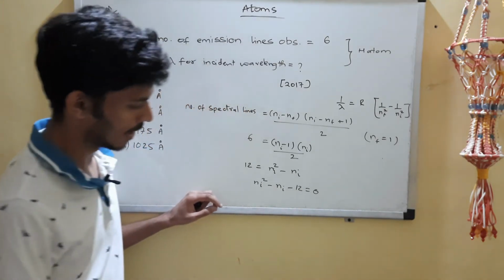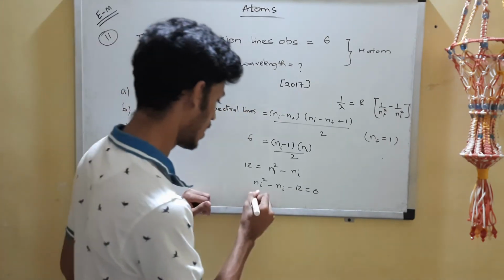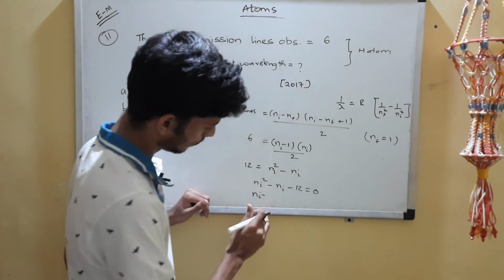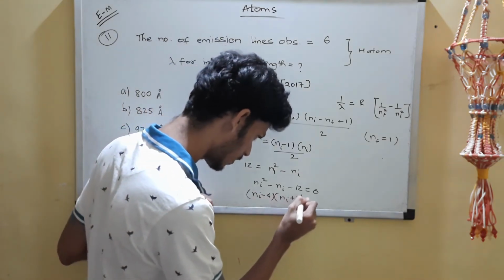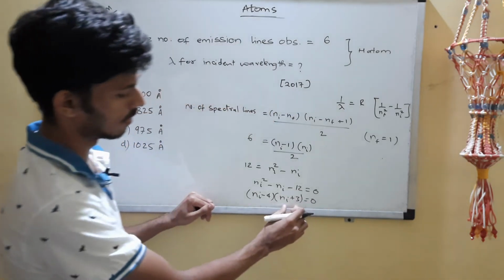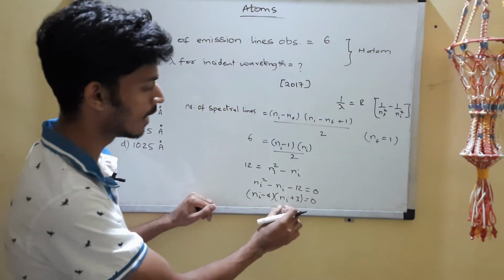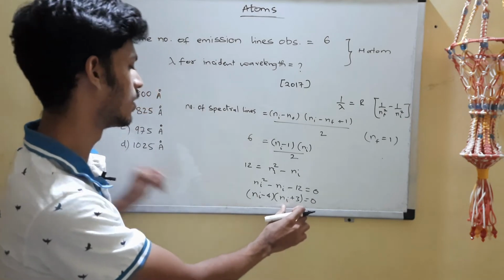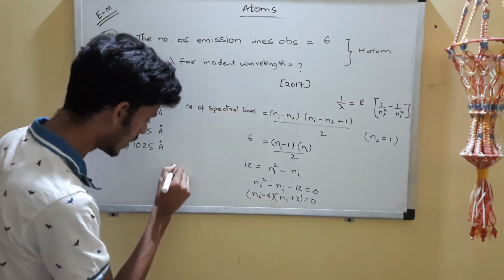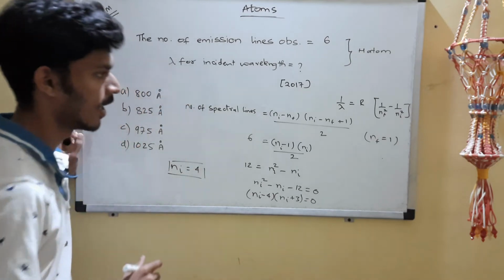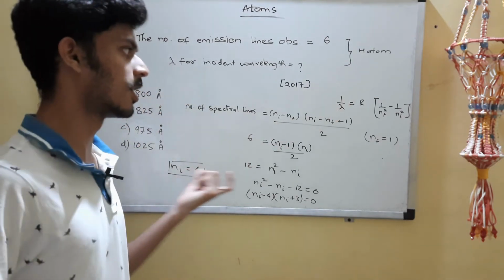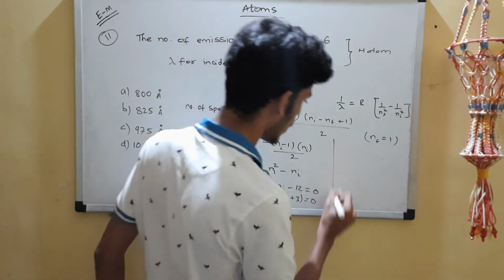So 12, I think it's 3 4s, and that will be n minus 4, n plus 3. So these are the factors. Now your initial state n cannot be negative, so this is discarded. Only this one is kept, so this will give you n initial equal to 4, right? Now just substitute this over there, and you'll have your answer for lambda.